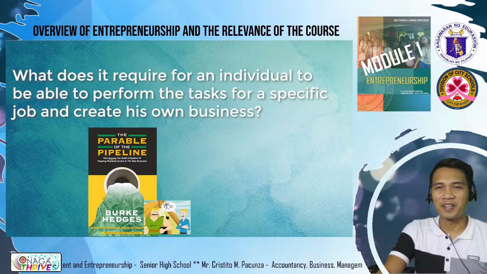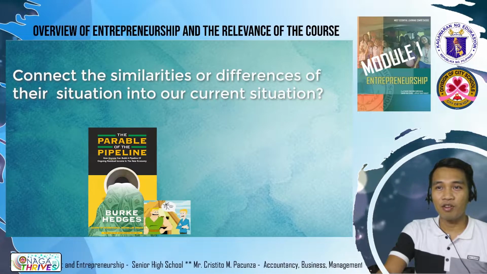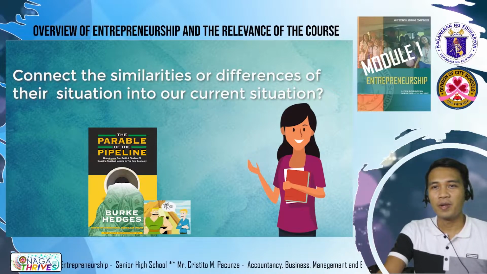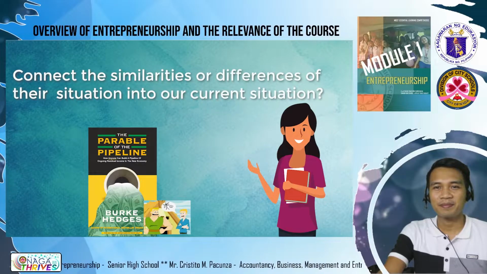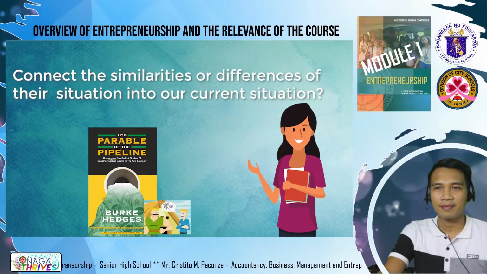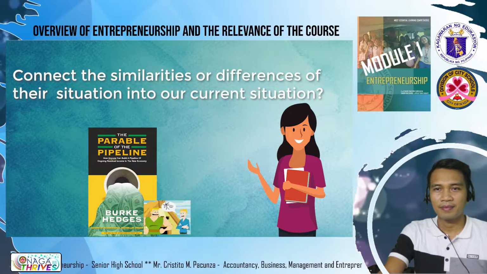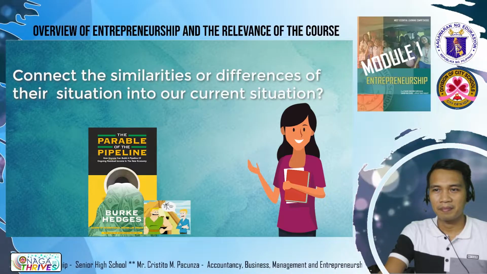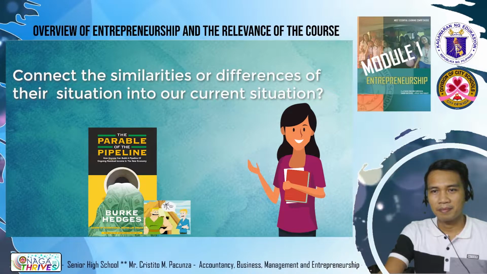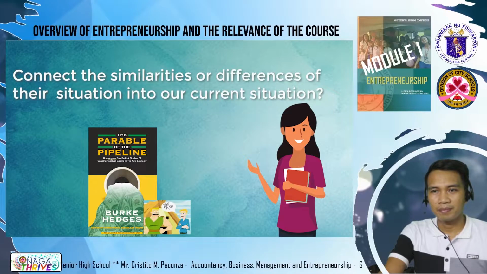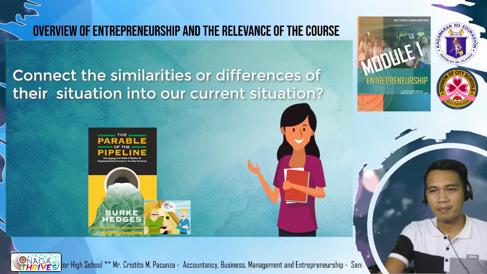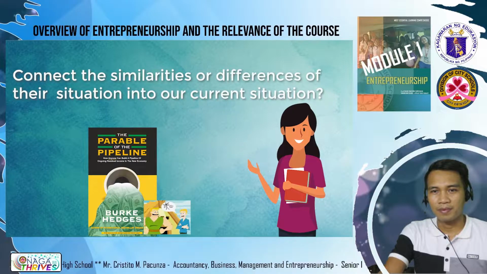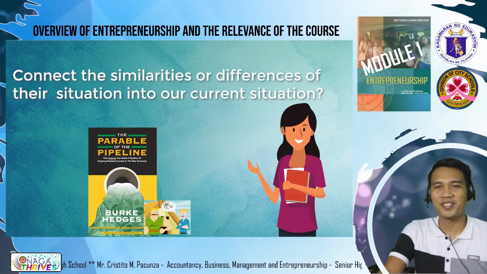For question number 4, connect the similarities or differences of their situation to our current situation. Juvelin, will you please answer this question? They have a problem in the village which is no water to drink and to use. So the mayor hired them and they delivered water. Today, we have a problem too, but it is about the pandemic and many people lost their jobs. One way that I can think of is to create my own business that caters to people's needs, like food delivery, online selling, repair services, and other services that will answer the needs of the customers. Wow, thank you. What a wonderful answer, Juvelin.